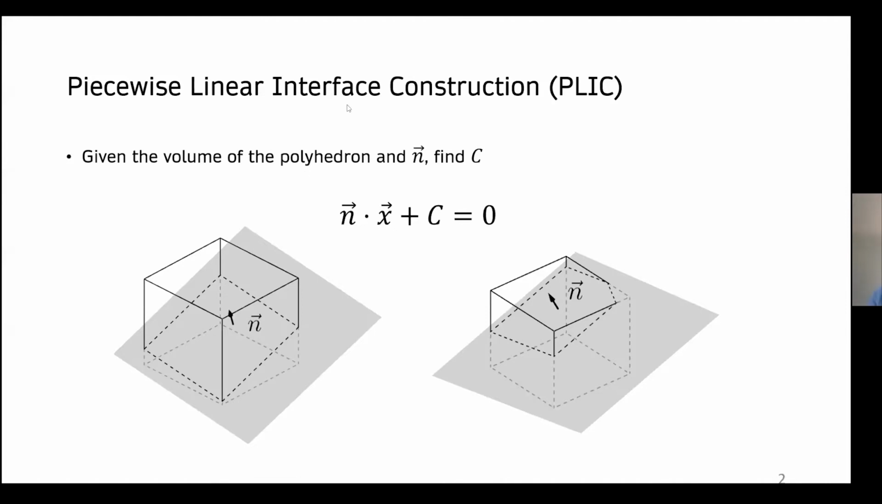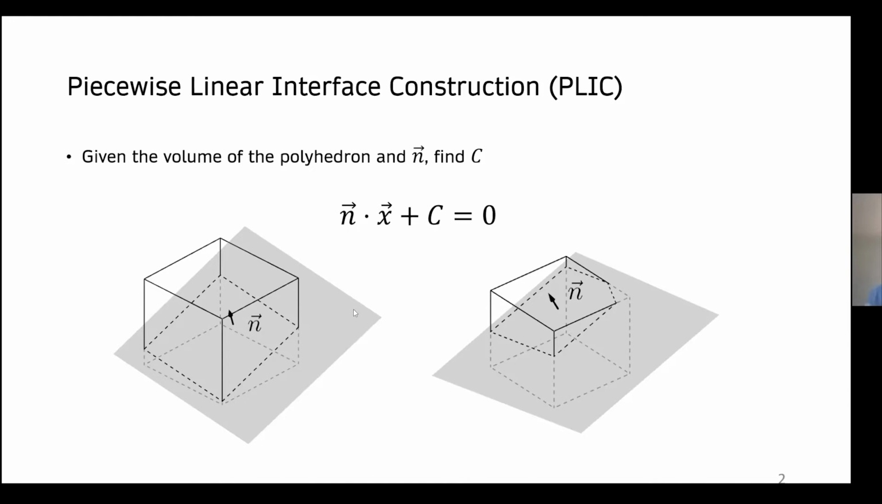Imagine that we have a cube and a plane, and the plane intersects the cube. Because of this intersection, a polyhedron forms below the plane. The problem of piecewise linear interface construction, or in short PLIC, I'm going to call it PLIC from now on, is that if the volume of this polyhedron is given to you, and also the normal of this plane, what is the constant C of the plane?